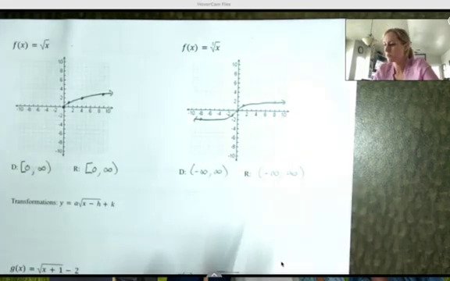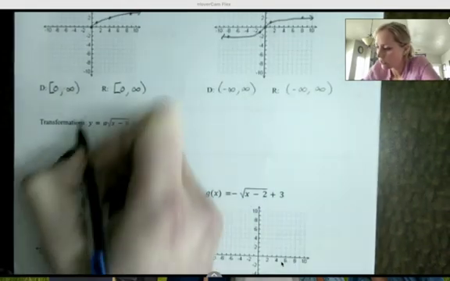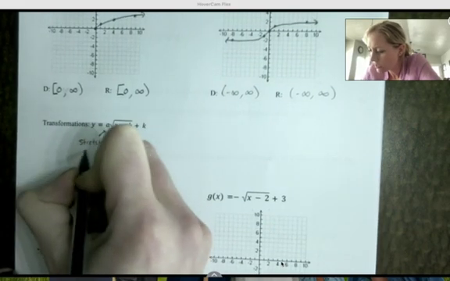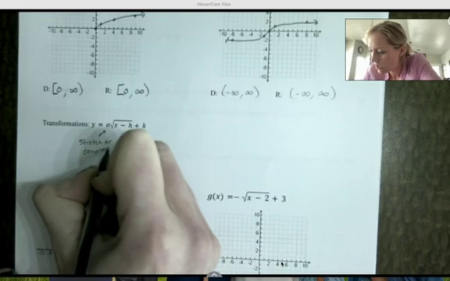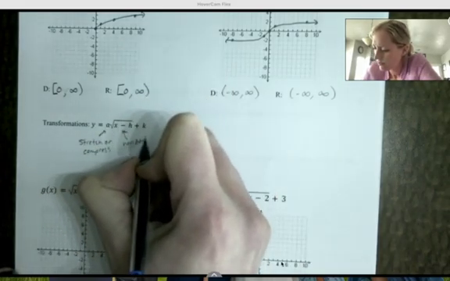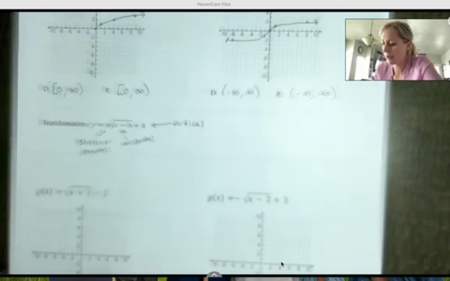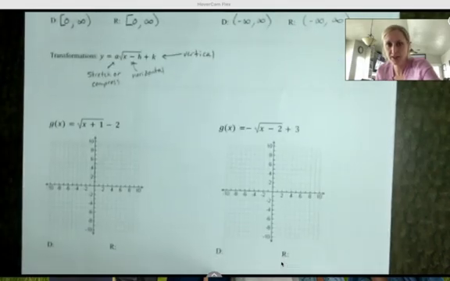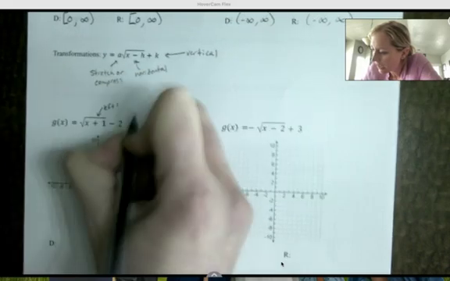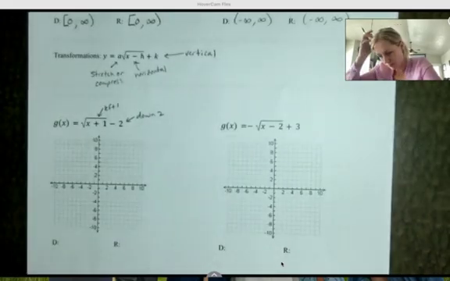All right, so cube root of x parent function, square root of x parent function. These still do the same thing: stretch or compress, this horizontal and this vertical. Here, this one is going to move left 1 and down 2. So parent function, I'm going to put those original ones.